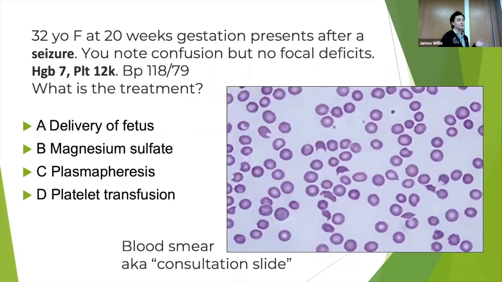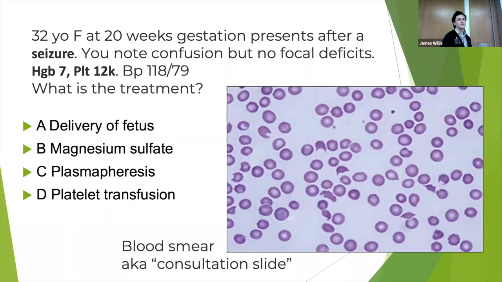But now, say you have a 32-year-old, 20 weeks gestation, presenting after a seizure. No confusion, no focal deficits. You do have an anemia of 7, platelets of 12, and the blood pressure is 118/79. So first, who can tell me on the blood smear, or at Kings County, I literally learned yesterday, you order it as a consultation slide. So just so you know, if you're not looking at the blood smear and not finding it, what are we seeing on the smear here?